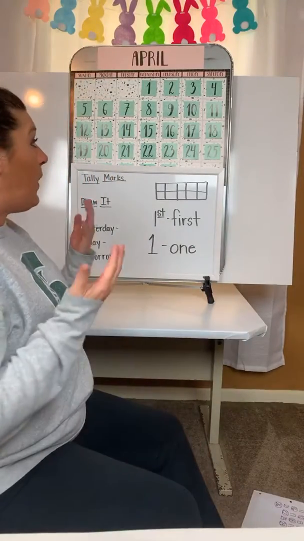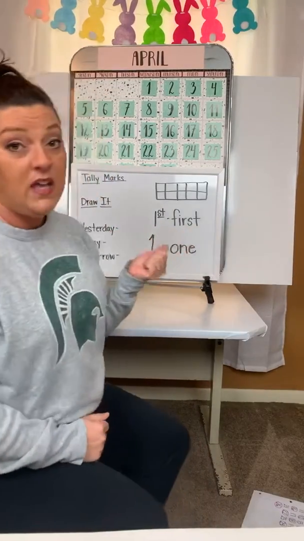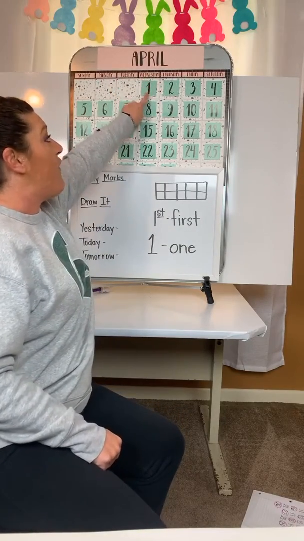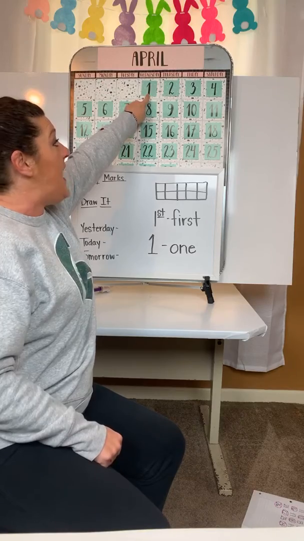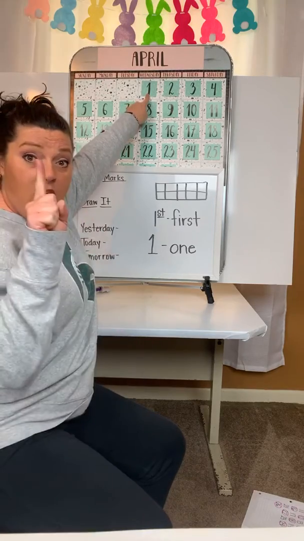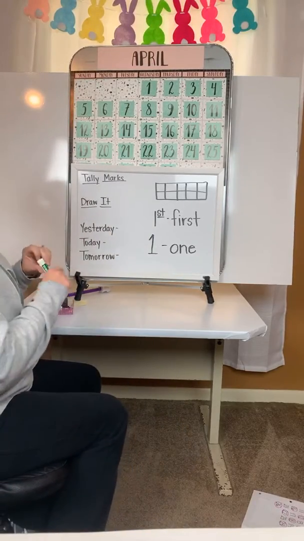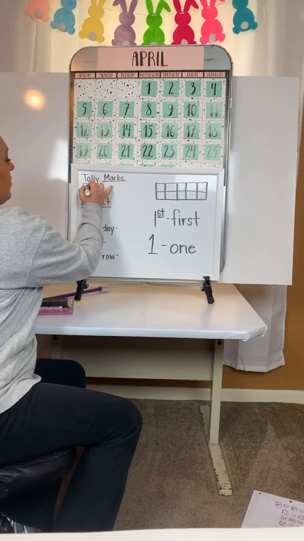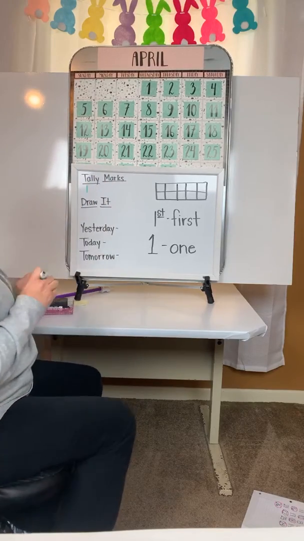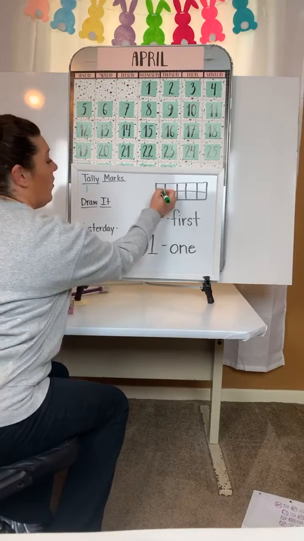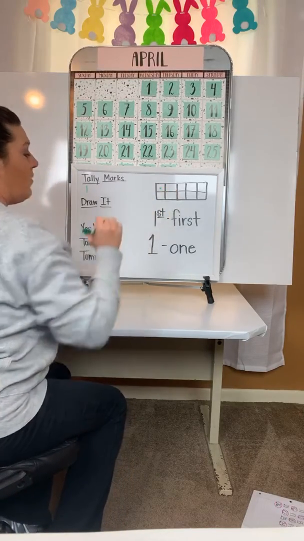All right, here we go. Now we're going to get to our days of the month. But we don't have to count very far, do we? Because today is Wednesday, April 1st. So today we only have a 1. So how do we draw a 1 in our tally marks? We just need one little stick, don't we? Okay. For our tens frame, we only have one lonely dot.